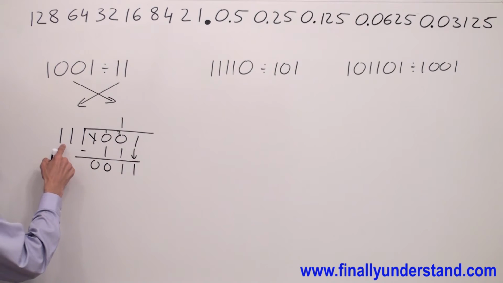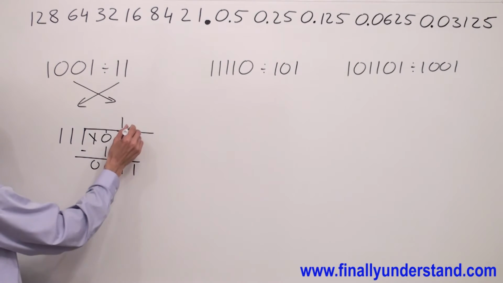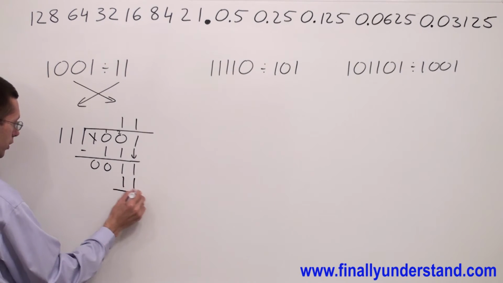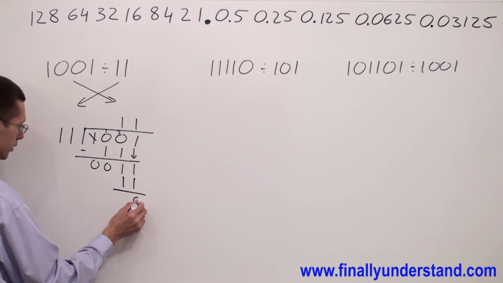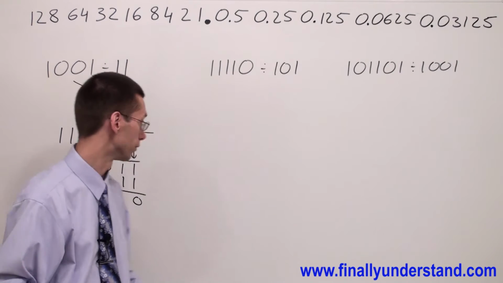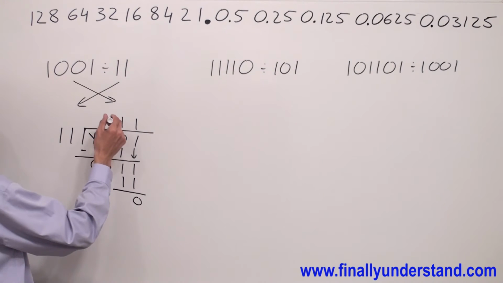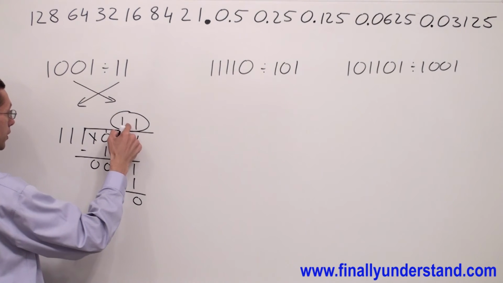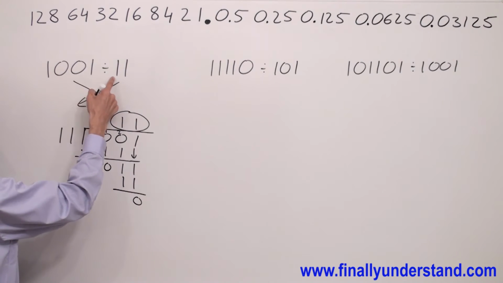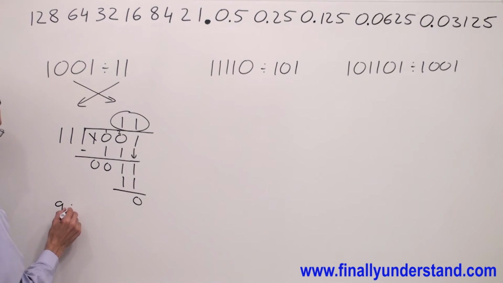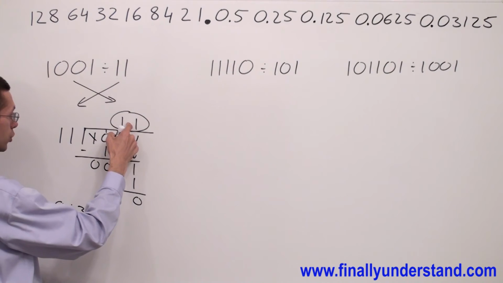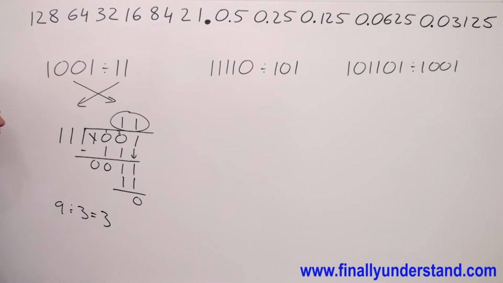How many times 3 goes into 3? 1 time. 1 times 3 gives me 3. Subtract, 0. Anytime you get 0 means the problem is solved. So, this is my answer, binary 3. In other words, 9 divided by 3 is equal to 3. That's why this is the solution to my problem.